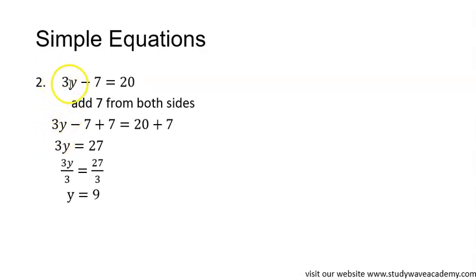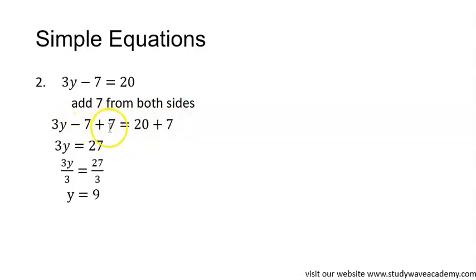Here we have 3y minus 7 is equal to 20. What do we do here? We are looking for y, right? The variable here is y, and we're looking for y. And here we have minus 7. So instead of subtracting, we add 7 to both sides. We add 7 to this side and also add 7 to this side. Whatever you're doing here, you're doing it also at this side. Okay, so we have 3y minus 7 plus 7 is equal to 20 plus 7.